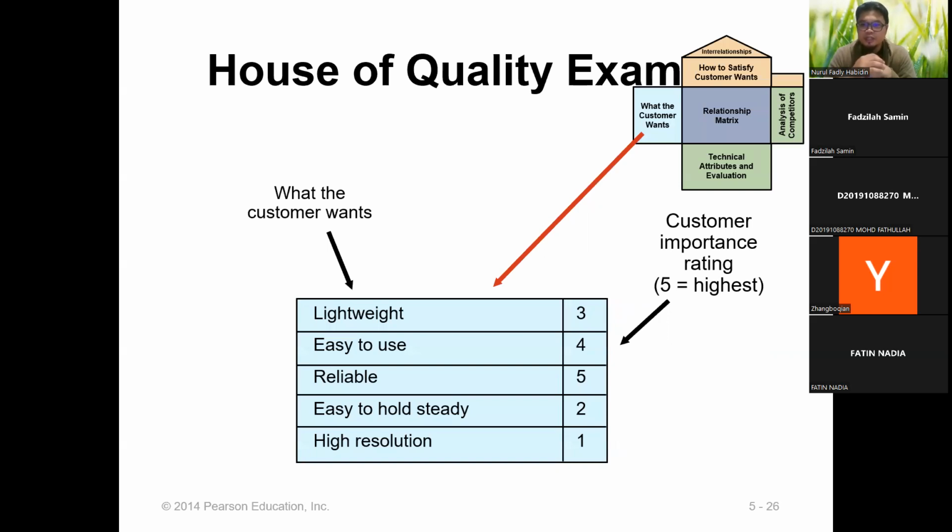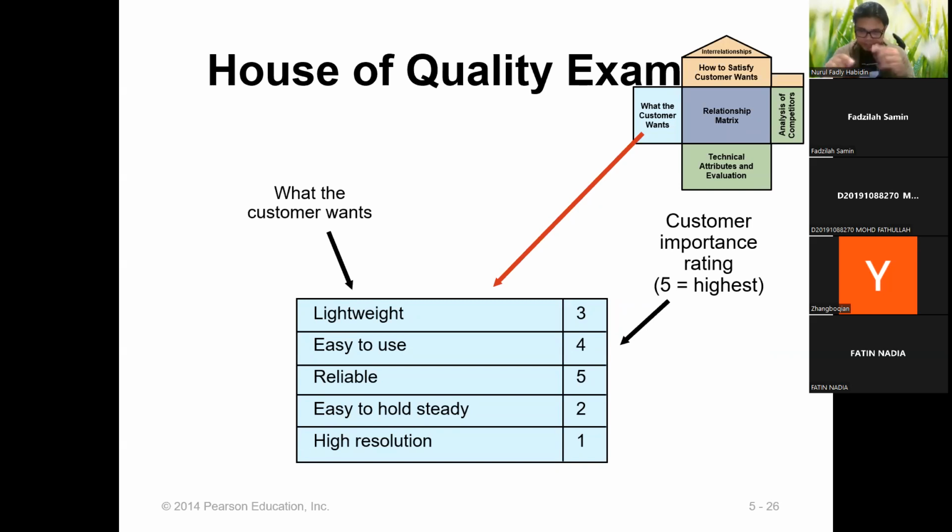Okay, you can see from the complete example that this is a very simple house of quality. We start with the interrelation, how to certify customer, what the customer wants, the relationship matrix, analysis of competition and technical attributes, and evaluation. So we can give the ratings, and 5 is high actually. So what does the customer want?